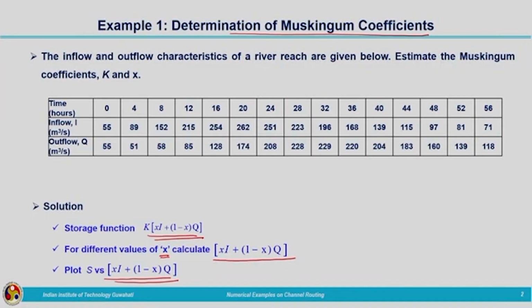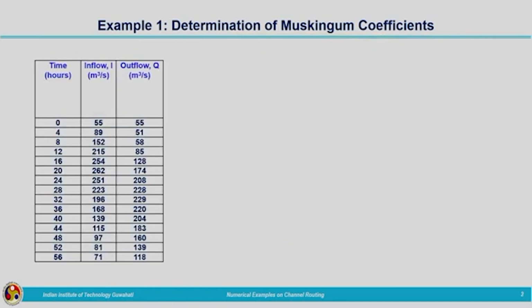So, now let us proceed to calculating the values. We need to calculate the storage value S and also xI plus (1 minus x)Q. Initially, we will assume different values of x. We will find this factor, and from the continuity equation we will calculate storage S. After that, we will go for plotting. First, let us start with the computation. The data given are time in hours, inflow in meter cube per second, and outflow also in meter cube per second. The inflow and outflow hydrographs are given to us.